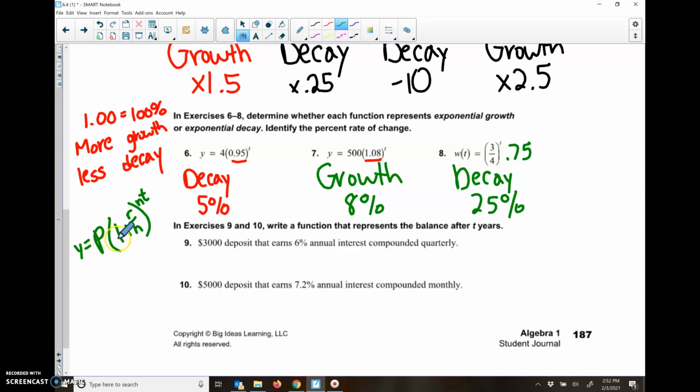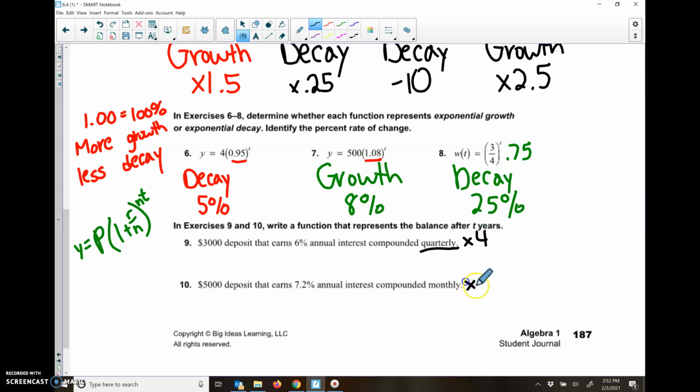P means principal, 1 means 1, r is the rate, t is time. It's this n that's the new one. And that means how many times something is compounded. So how many times are you getting interest on it? Okay, so quarterly means that happens 4 times a year. So 4 times a year you are getting interest.